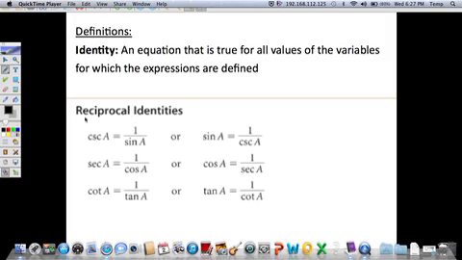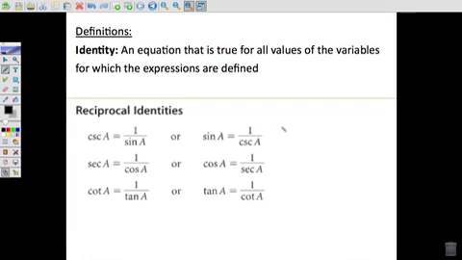And first we're going to have our reciprocal identities. We know sine, cosine, and tangent; those are our basic trig functions. If we think about our right triangle, from this angle, sine is our opposite over our hypotenuse. Cosine is our adjacent over our hypotenuse. And tangent is our opposite over our adjacent.